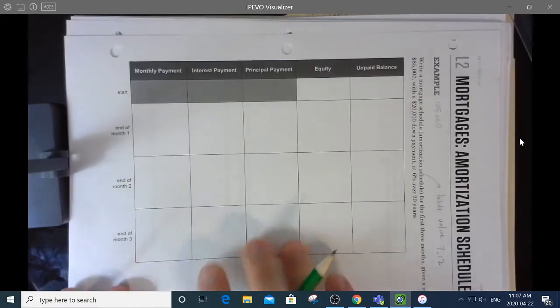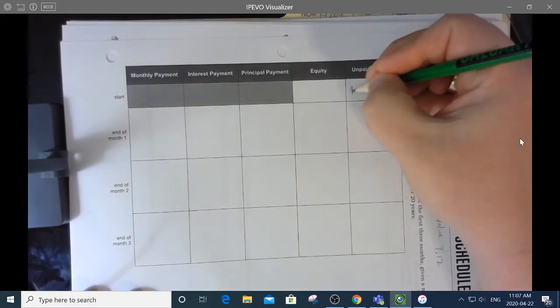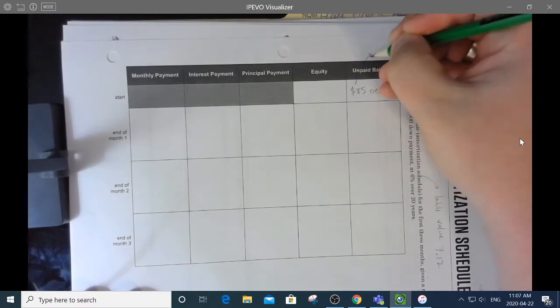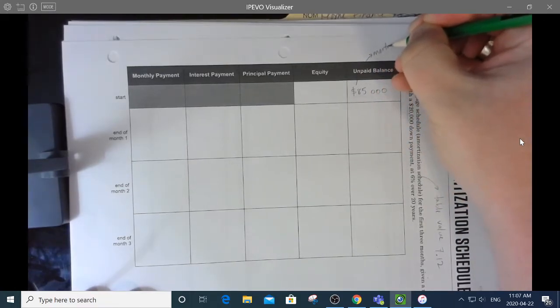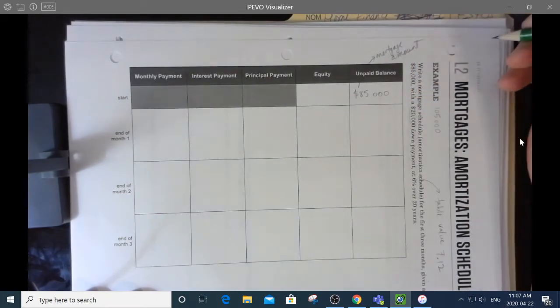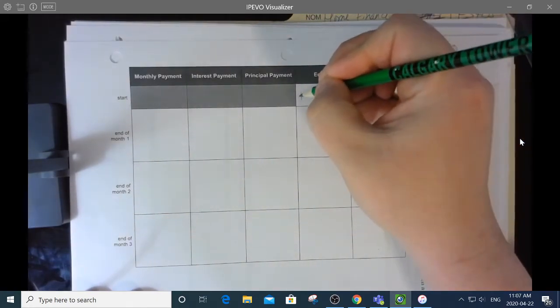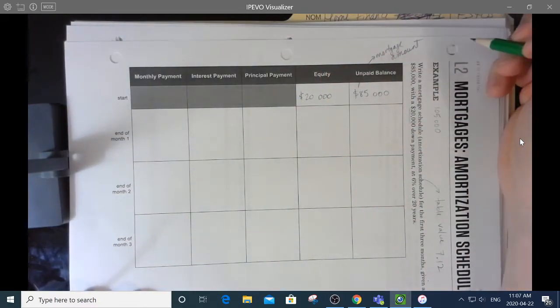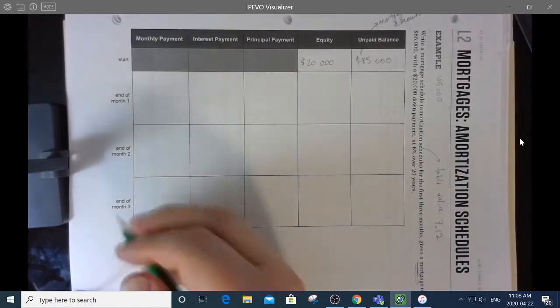So that mortgage goes in here for the unpaid balance, $85,000. Again, this is my mortgage amount. And the equity is the down payment. They own $20,000 of this house before they start making any monthly payments. Okay, we've got to calculate those monthly payments now. So we'll do it down here. We have a little bit of room here.